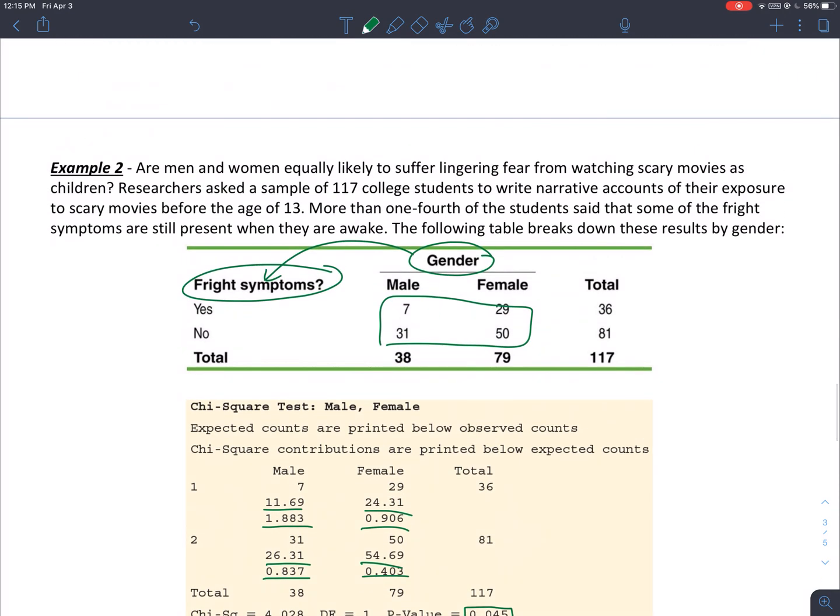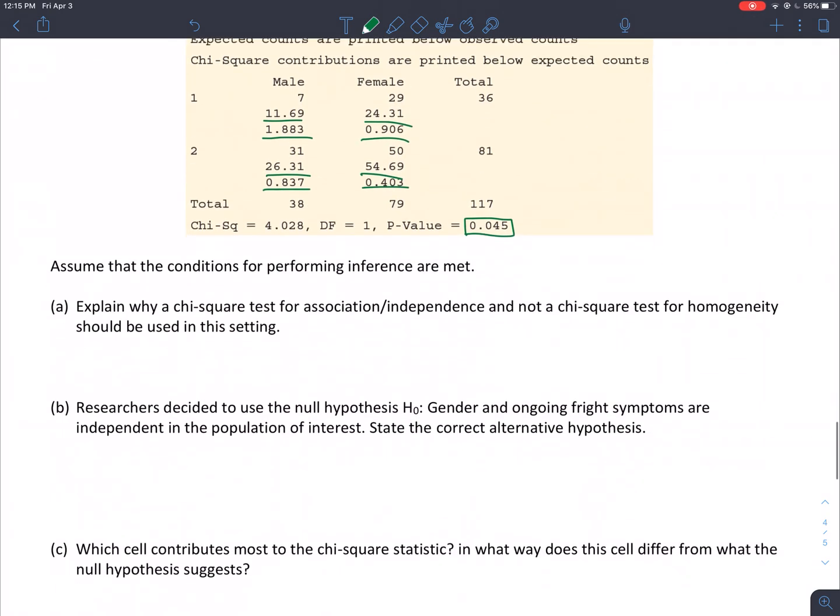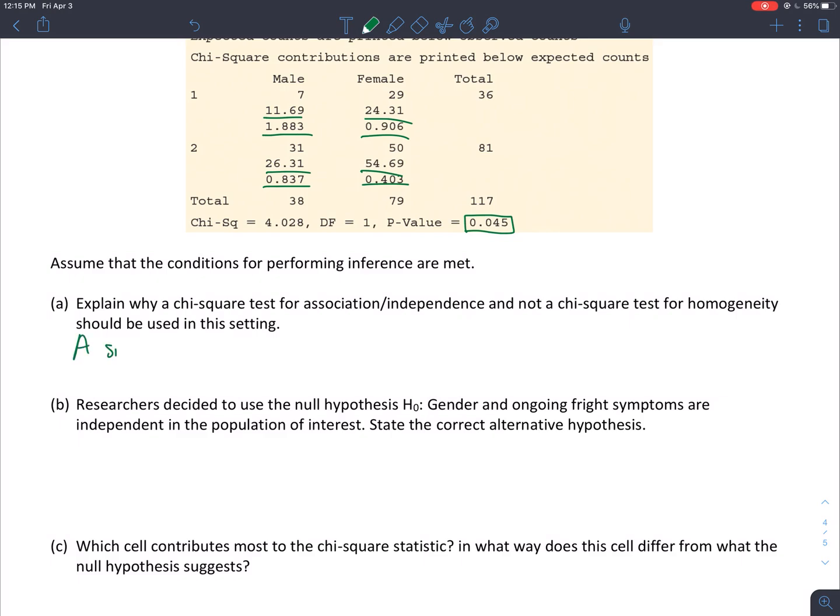And here's the reason. A single sample was used. So you say a single sample with two categorical variables was used. That's the answer. Done.